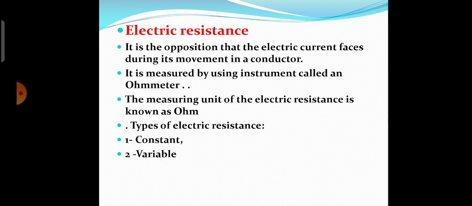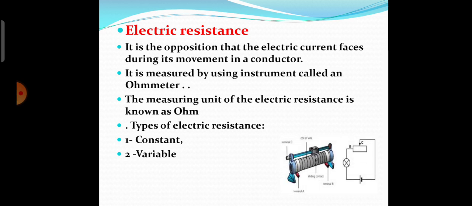Types of electric resistance: constant and variable resistance. This is the structure of variable resistance. Another name for the variable resistance is rheostat. A rheostat structure consists of a ceramic or porcelain cylinder, copper wire rotated around it, a touching aluminum bar, and a slider. The function of the slider is to change the length of the copper wire.